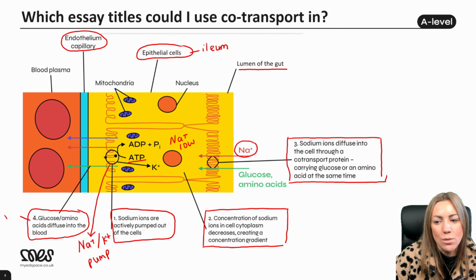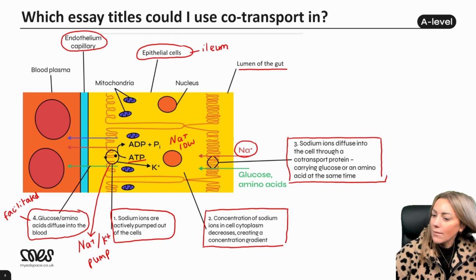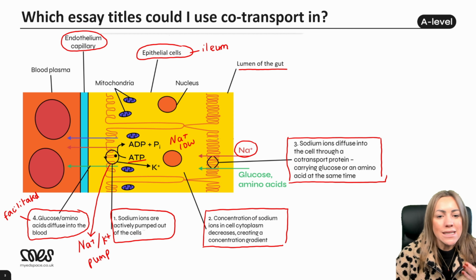This will be facilitated diffusion because remember, glucose and amino acids cannot pass through the phospholipid bilayer. They are not lipid soluble, they are too large. That will be facilitated diffusion, using other carrier proteins that are embedded in the basal membrane, or the bottom membrane, of these epithelial cells. Now, this is perfect for essays because it's linked to transport of all different types. You've got active transport, co-transport, facilitated diffusion. It's also linked to the uses of ATP.